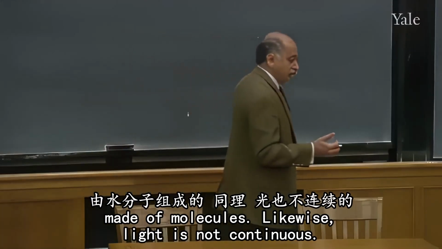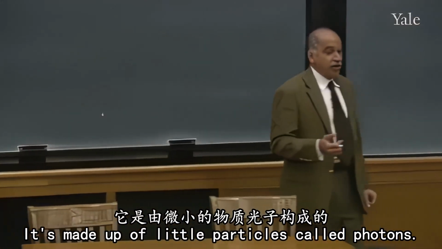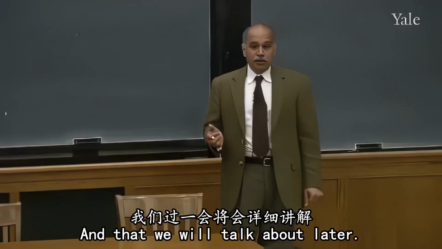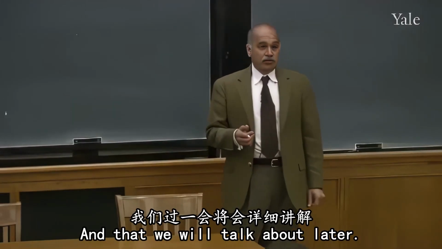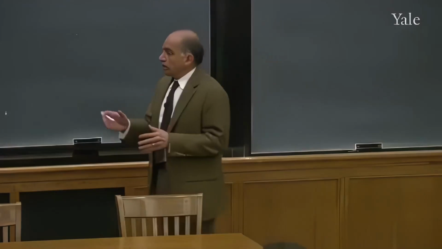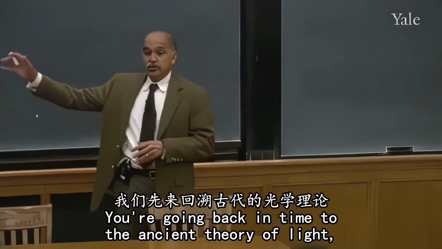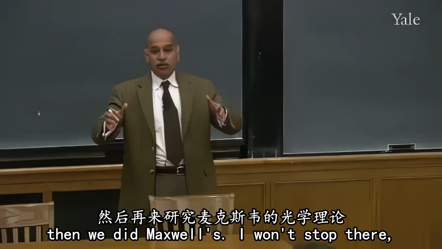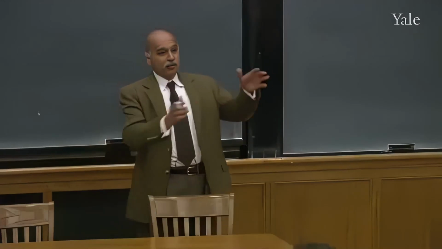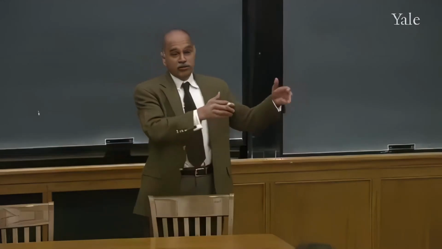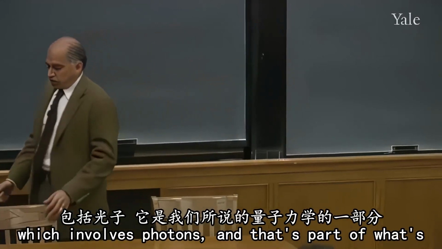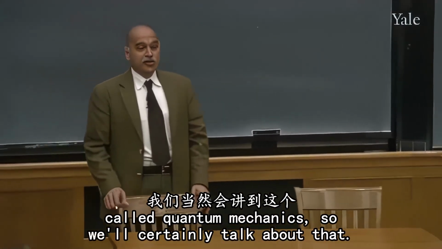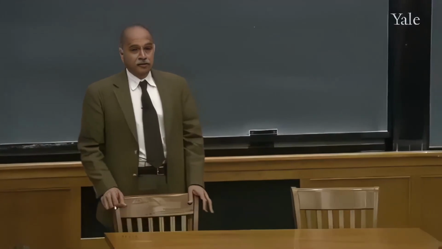Likewise, light is not continuous. It's made of little particles called photons. And that we will talk about later. So you understand the picture now? We're going back in time to the ancient theory of light. Then we did Maxwell, so I won't stop there because I've already done it. Then we'll go on to the new theory of light, which involves photons, and that's part of what's called quantum mechanics. So we'll certainly talk about that.